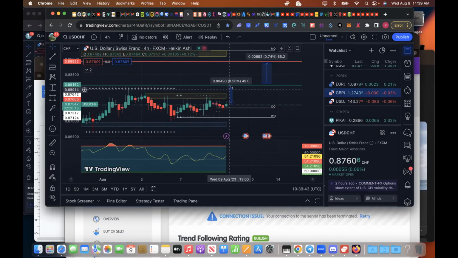Remember, we see just small. Then you can take part of the profit when it got up here. Then when it's confirmed, you can add positions.